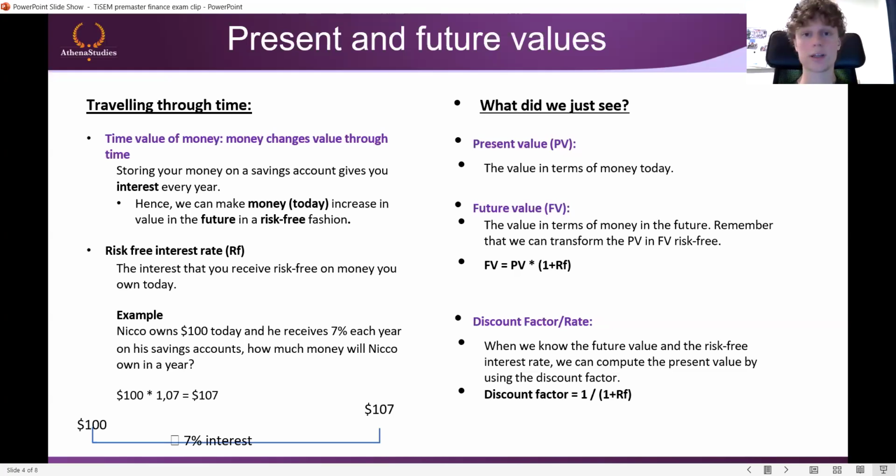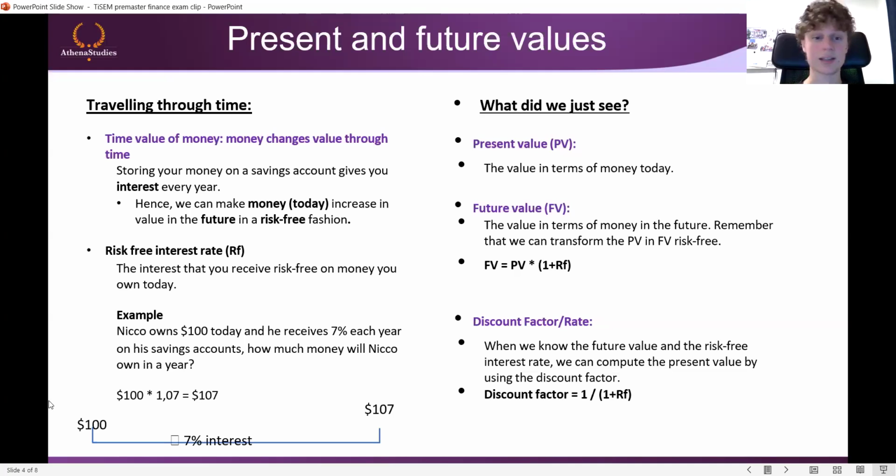Now, to further illustrate this, I have a quick little example right here. Here we have Nico, who owns $100 today, and his bank gives him 7% interest, risk-free interest, each year on his savings account. How much money will Nico then own in a year? Now, the way to go about this is, of course, Nico keeps his money on the bank account for 1 year, and he gains 7% per year. So that means that his money will increase by 7% over the period he has it on this account.